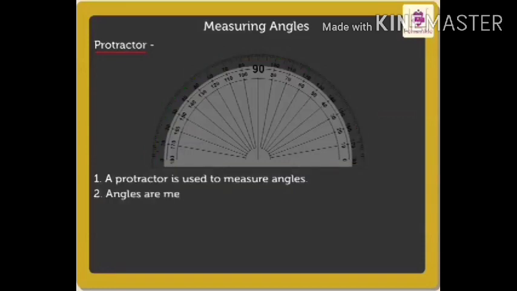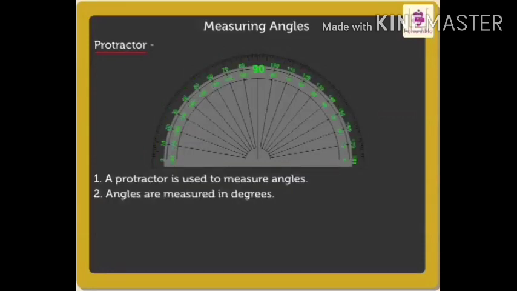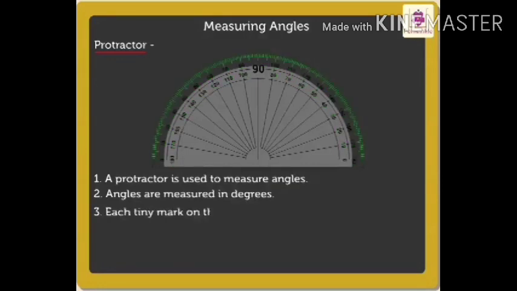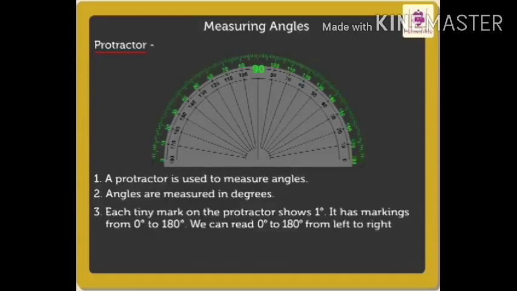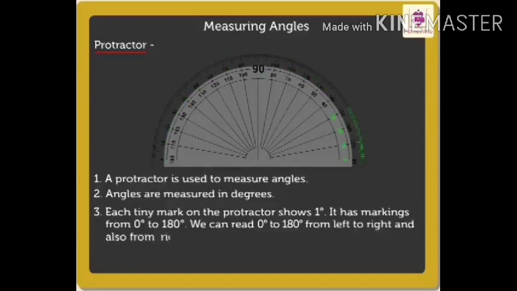2. Angles are measured in degrees. 3. Each tiny mark on the protractor shows 1 degree. It has markings from 0 degrees to 180 degrees. We can read 0 to 180 degrees from left to right and also from right to left.